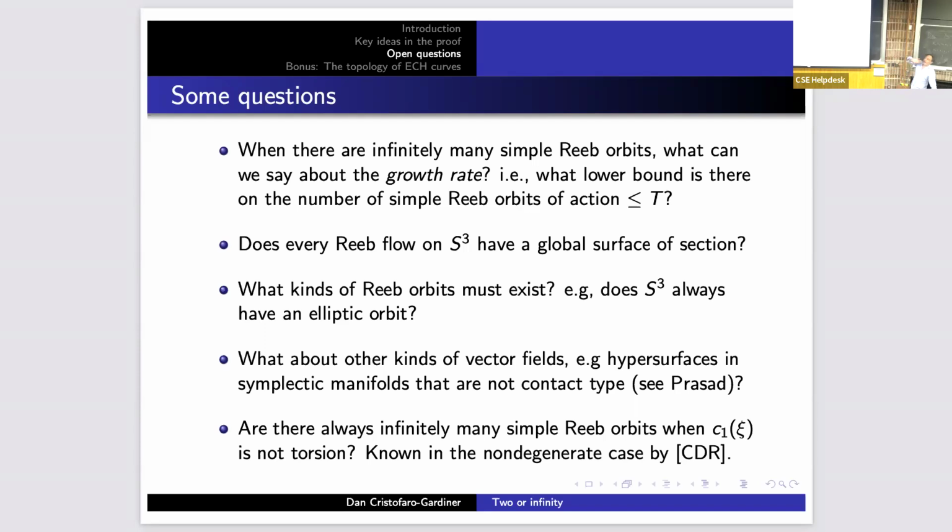And you should also specify whether you mean the contact form or the flow, because you're taking a derivative. So if the convergence is in C1 on the contact form, then the flows, the vector fields, are C0 close, and that has its own strangeness. Anyways, the actual ECH spectral invariants are C0 continuous in the contact form.